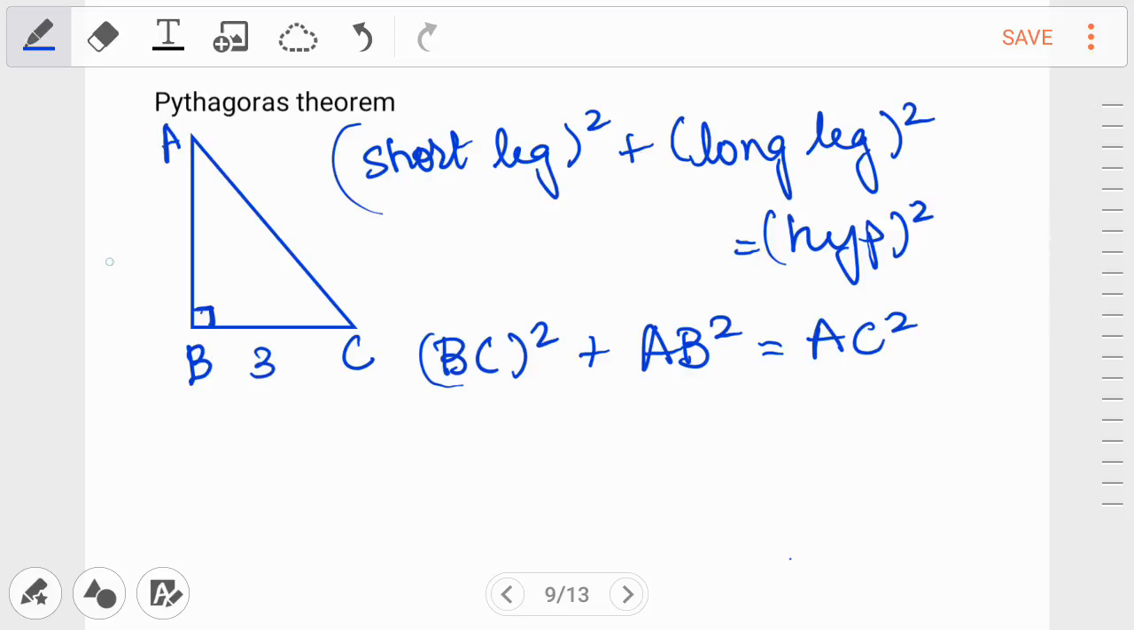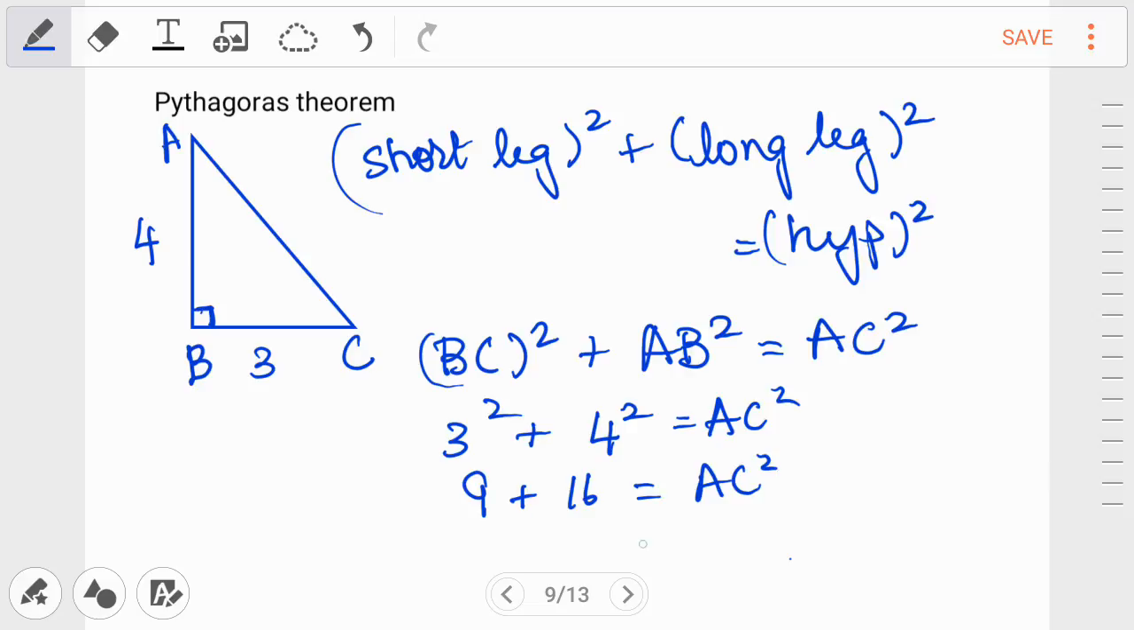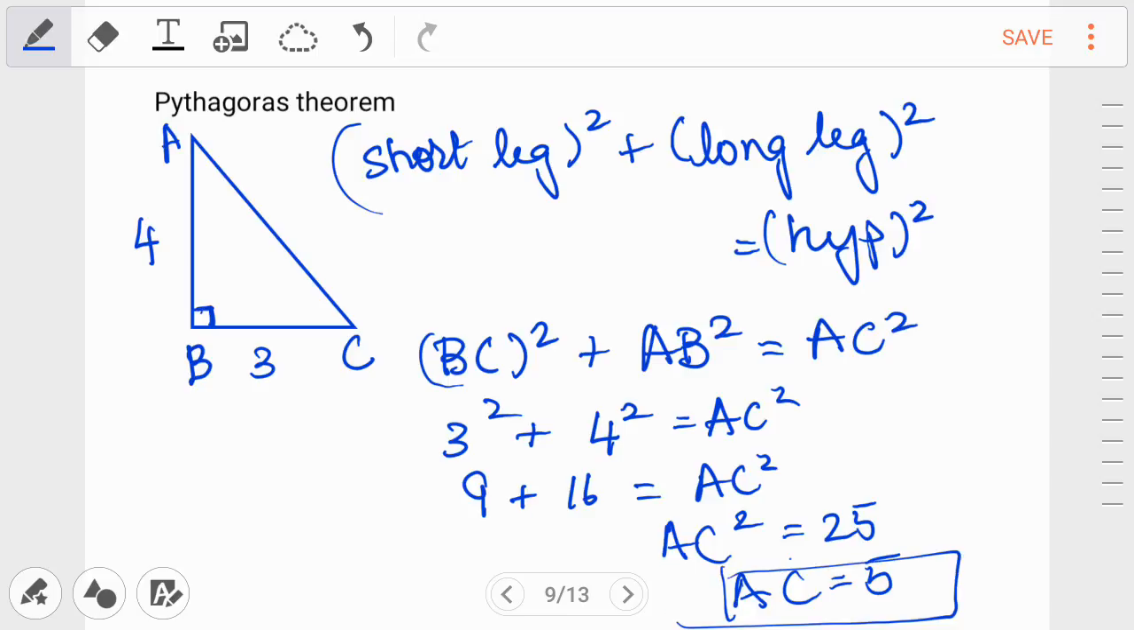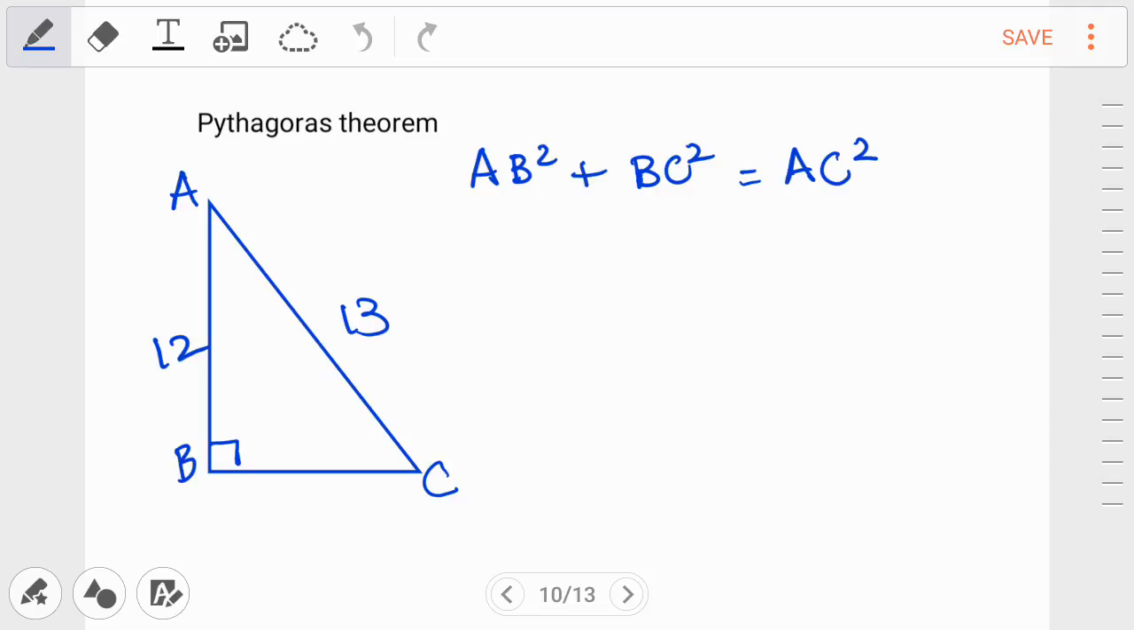So let's go over an example. Let's say this is 3, the length of this is 4. So what is the length of AC? So you do 3 square plus 4 square is equal to AC square. 9 plus 16 is equal to AC square. So AC square is equal to what? 25. Take the square root. 25 square root is AC, which is equal to 5. That's your answer. Let me do one more Pythagoras problem.